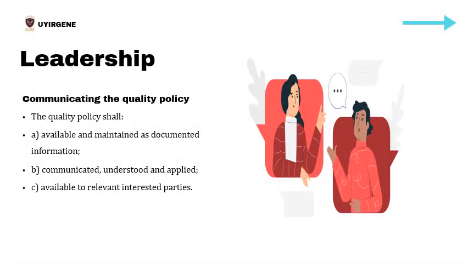Communicating the quality policy. The quality policy shall be available, and be maintained as documented information, be communicated, understood and applied within the organization, as appropriate, be available to relevant interested parties.